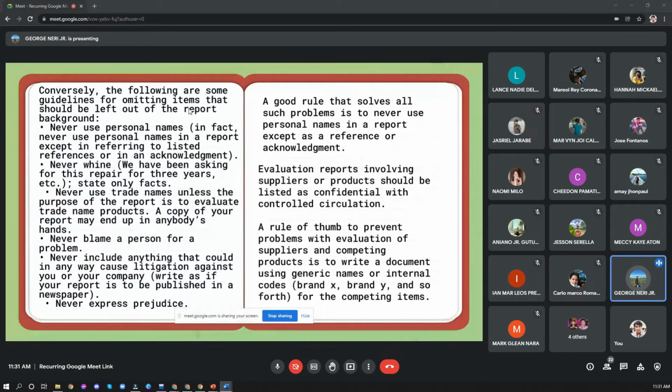Evaluation reports involving suppliers or products should be labeled as confidential with controlled circulation. A rule of thumb to prevent problems with evaluation of suppliers and competing products is to write the document using generic names or internal codes like brand X, brand Y, and so forth for the competing items.